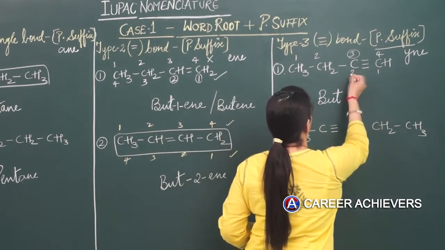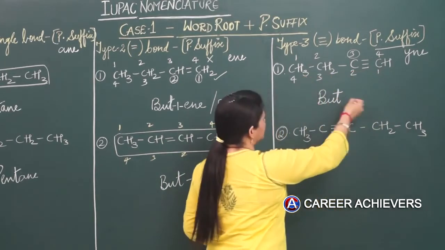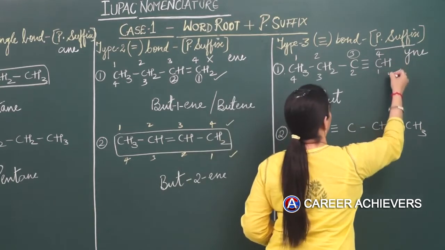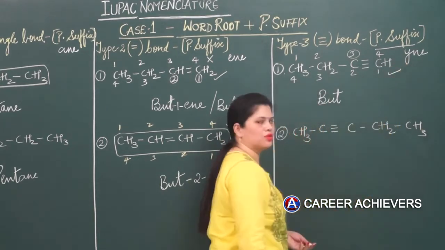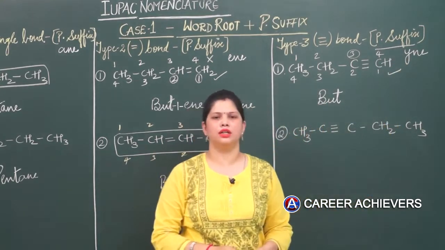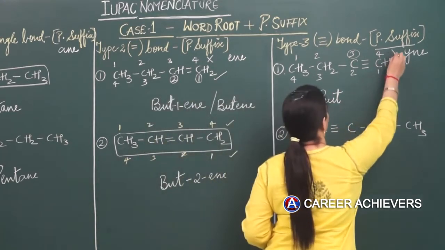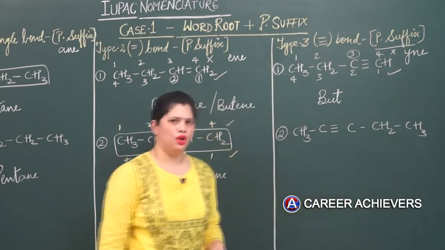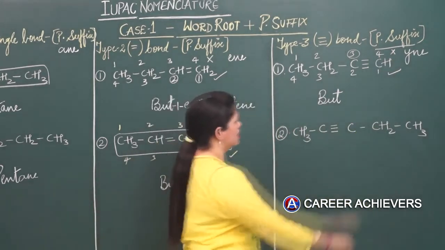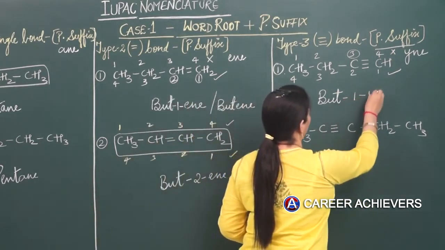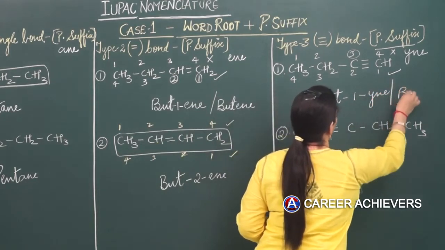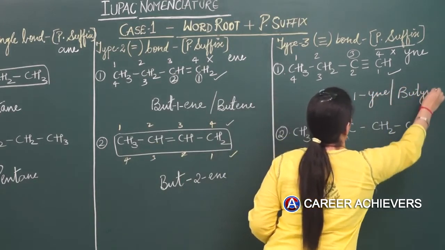If we number from this side, then we can see that the position is coming as the first carbon. So as I already told you, your multiple bond should get the lower number, so the lower numbering is correct and the upper one will be taken as wrong. So we are not going to follow that. The name of this molecule would be but-1-yne or simply butyne.